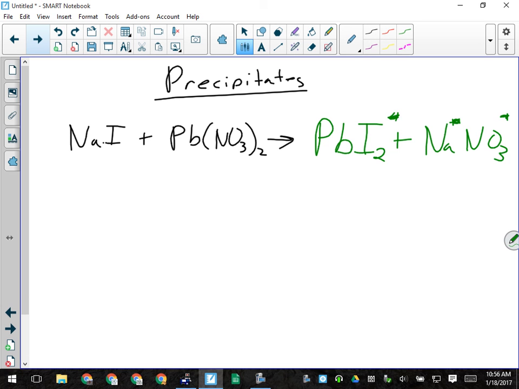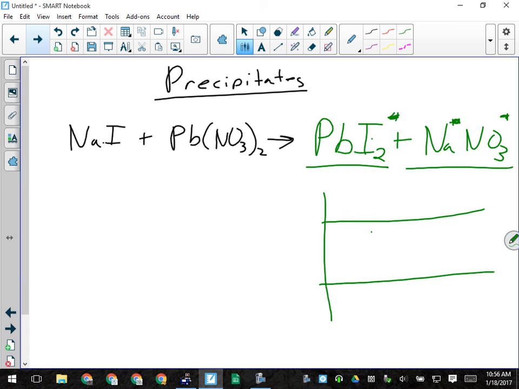Now I go to my solubility chart, and it says that all nitrate-containing compounds are soluble. That means this must not be. If I look at iodine and go down the column, we'll find that lead is in that lower column. Remember, your solubility chart looks like this. We would have a column with I and usually Cl and a few other things in there, and it'll say most, and then down here it would list things like lead and mercury. So this would be not soluble.